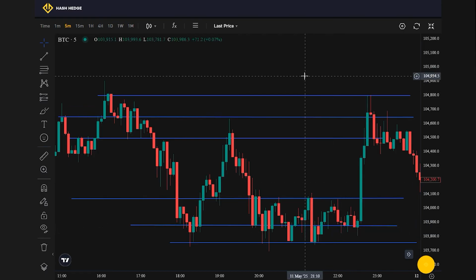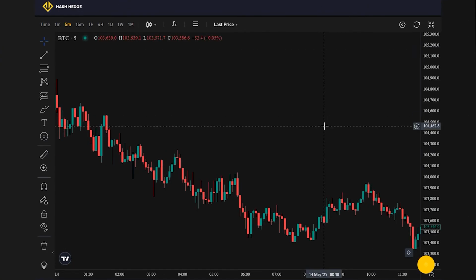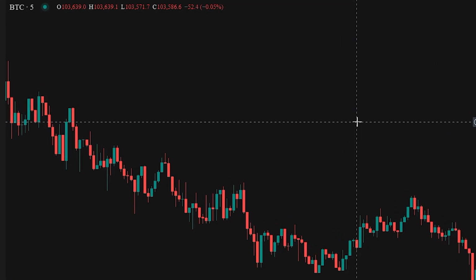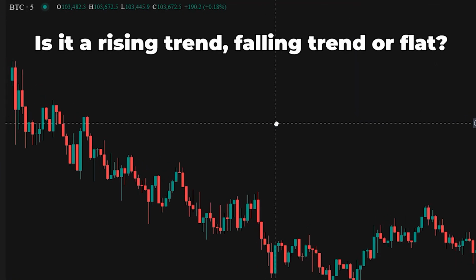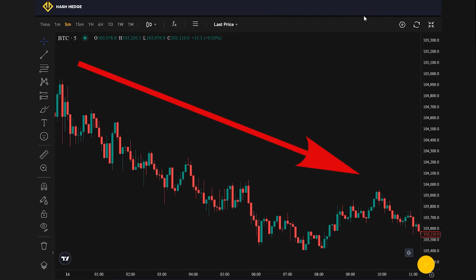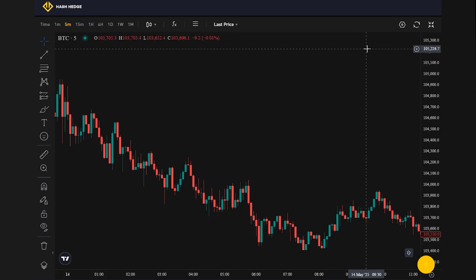The next concept is market structure. That is, even just by looking at the chart, you can understand the market structure, how the price behaves. This chart here, what state do you think it's in? Is it a rising trend, falling trend, or flat? I won't keep you waiting. It's obvious to everyone that there's a falling chart here, that there's a falling trend here. But how do we know that?